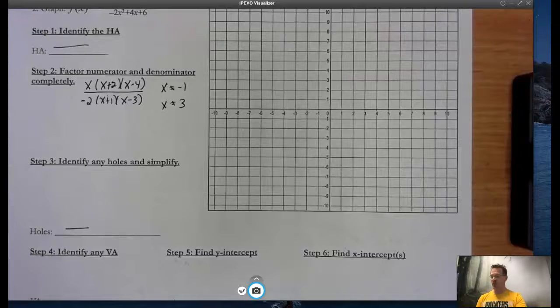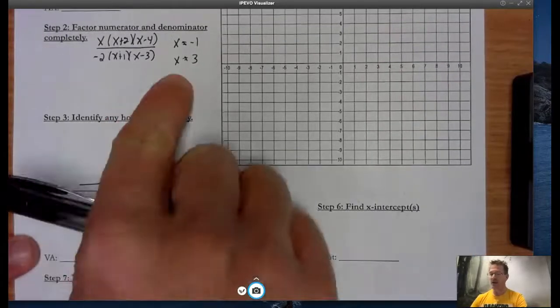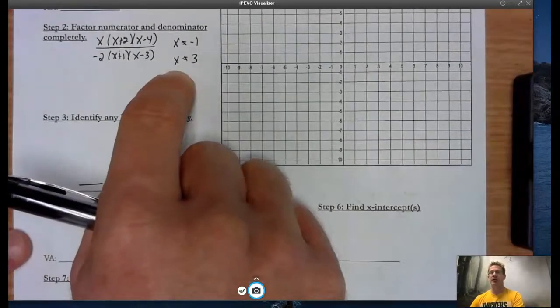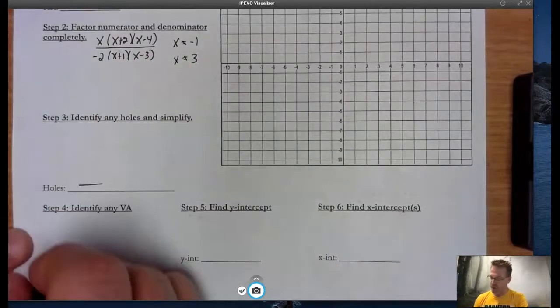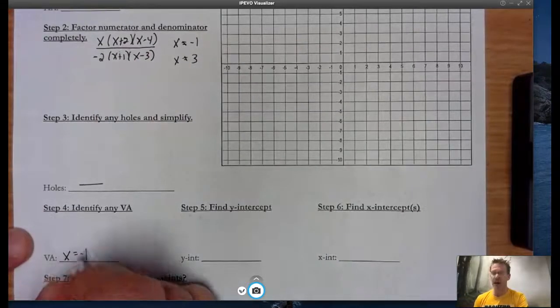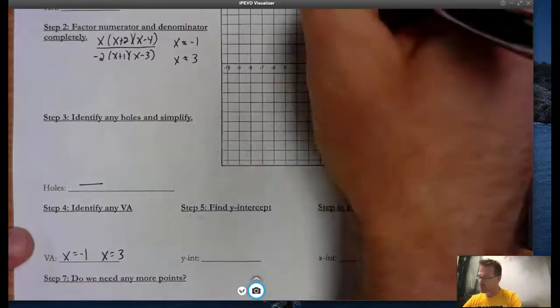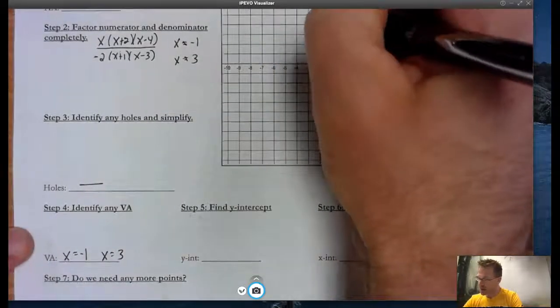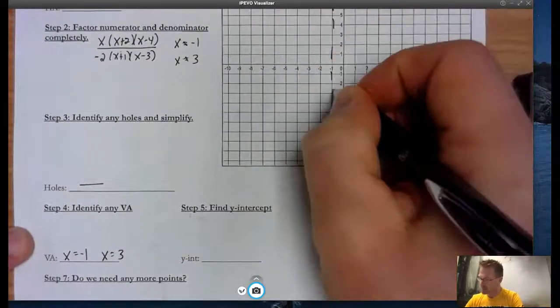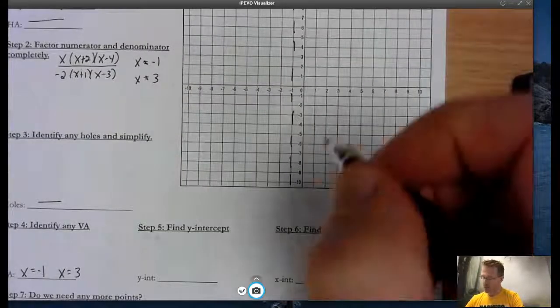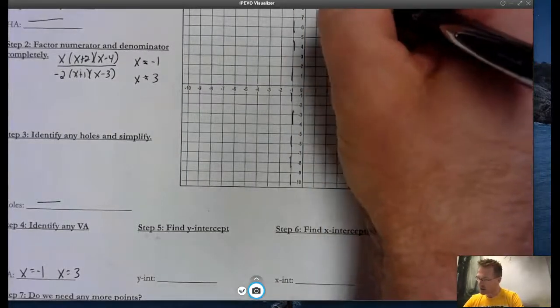Okay, now, vertical asymptotes. Well, what that means is both of our values up here are going to be vertical asymptotes. So we're going to have multiple vertical asymptotes. We're going to have one at x equals negative 1, and our second at x equals 3. So let me draw those in real quick. x equals negative 1 here, like so. All right, and then x equals 3 would be right here. Make sure I'm in the right spot.